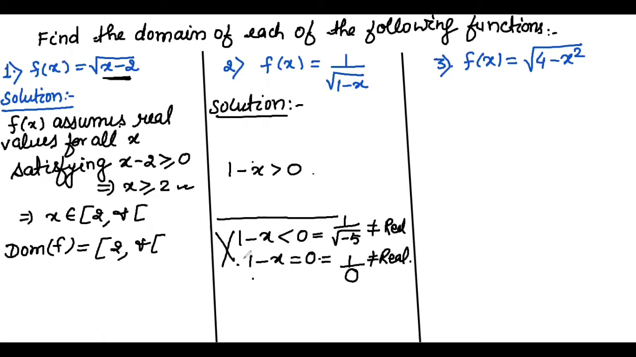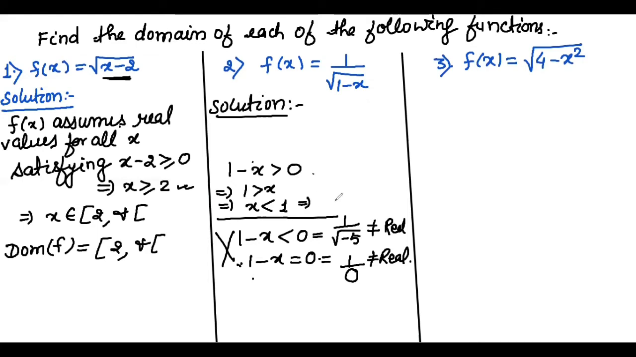We have only one condition, that is 1 minus x is greater than 0. So when we are taking 1 minus x greater than 0, then we are getting 1 is greater than x, means x is less than 1. Means when we are taking all values of x which is less than 1, then only we can find out the real value of the function.